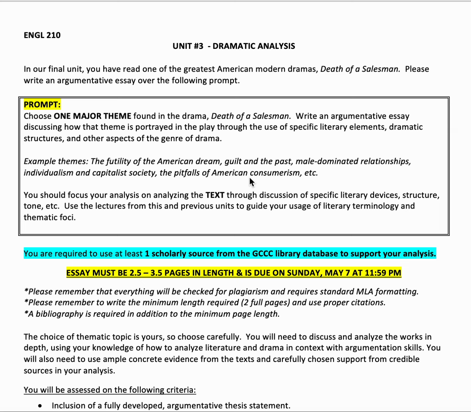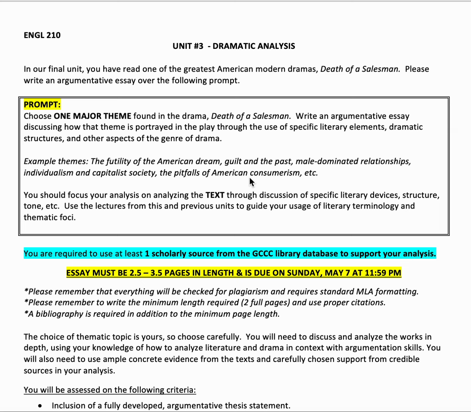There are a lot of things you could talk about. This is just a small number of options, but you could talk about things like the futility of the American dream, the idea of guilt in the past, or redemption, male-dominated relationships, individualism and capitalist society, the pitfalls of American consumerism, and so on. You should focus your analysis on that text, looking at specific literary devices related to this genre of drama, the structure of drama, tone, etc.